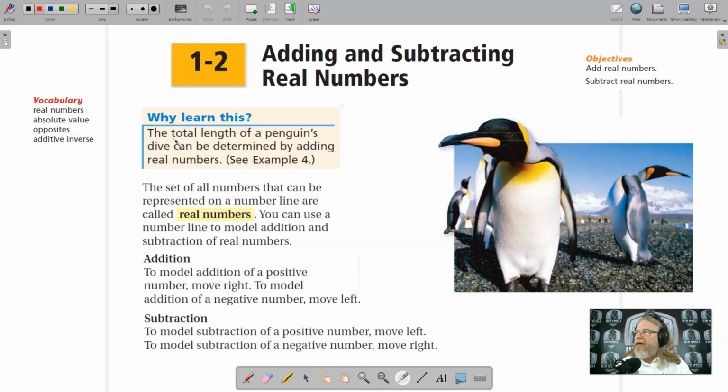Why learn this? Well, the total length of a penguin's dive can be determined by adding real numbers, and we'll see that in example 4 later on in this lesson.